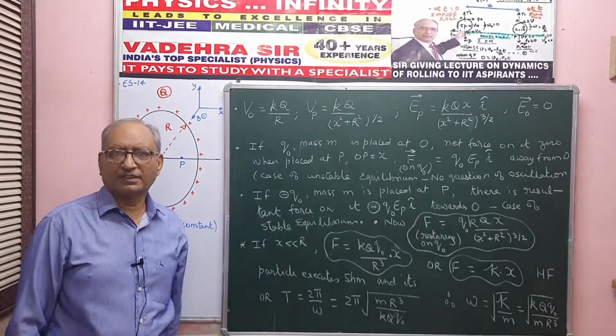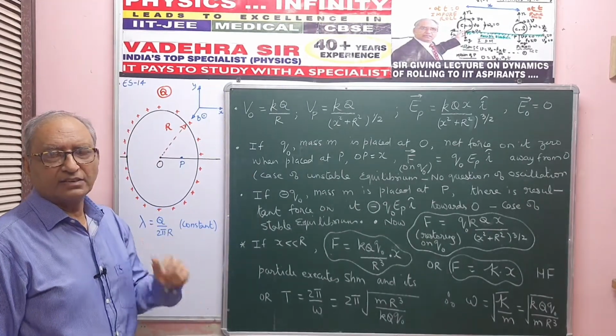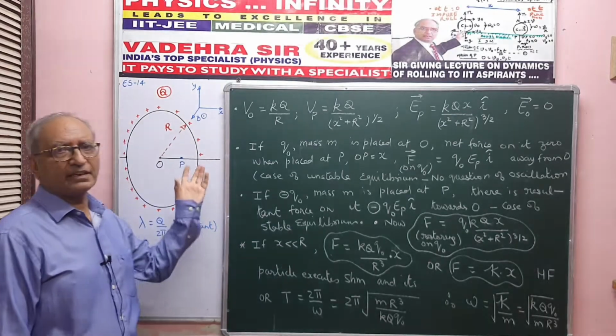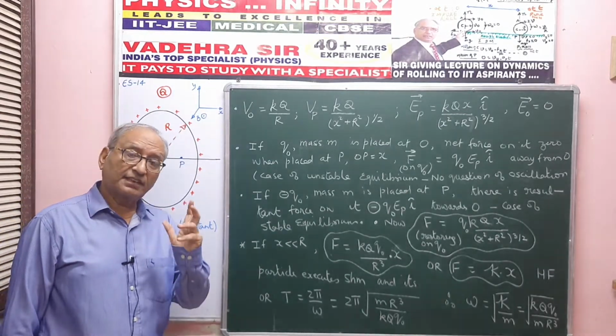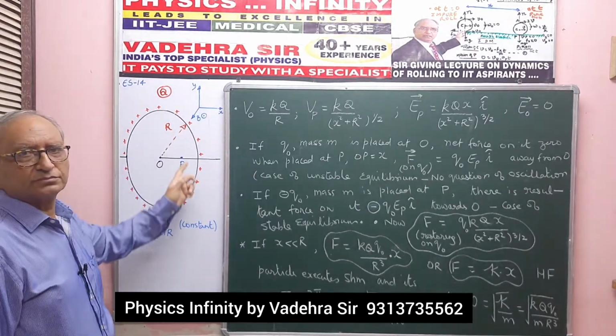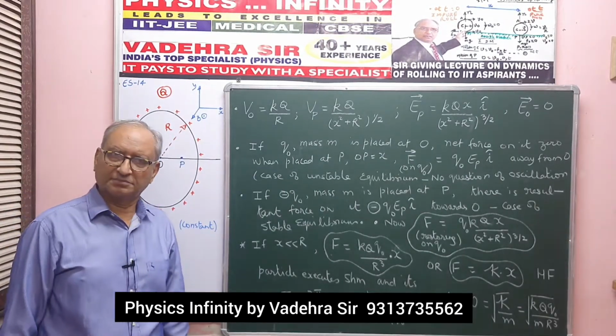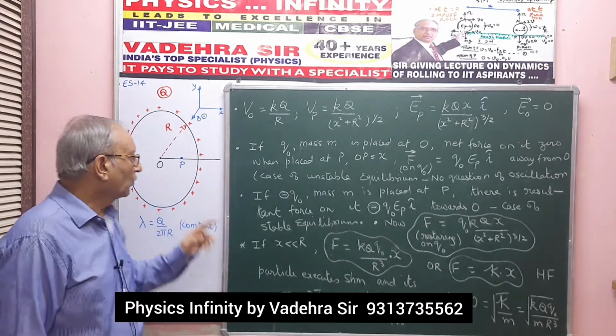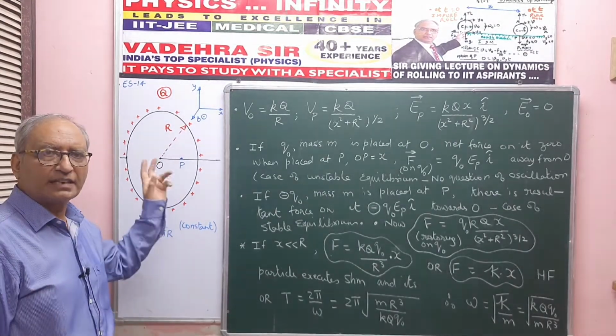Physics of the charged ring. There is a ring of radius capital R and it is given a charge Q which is uniformly distributed on the complete periphery of the ring. The center of the ring is O. The radius of the ring is capital R.